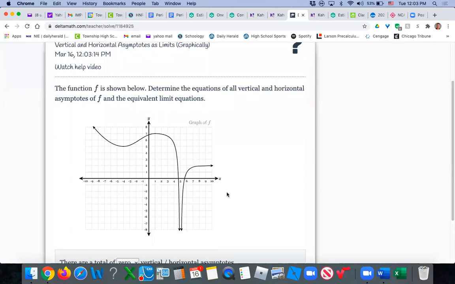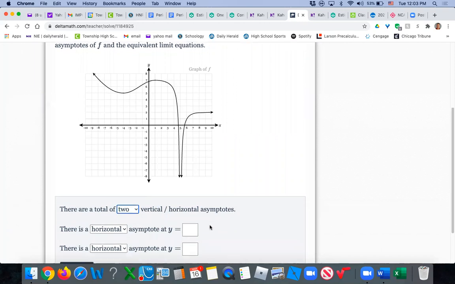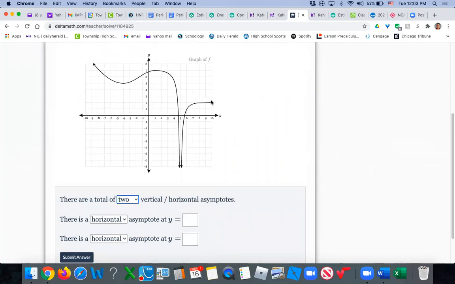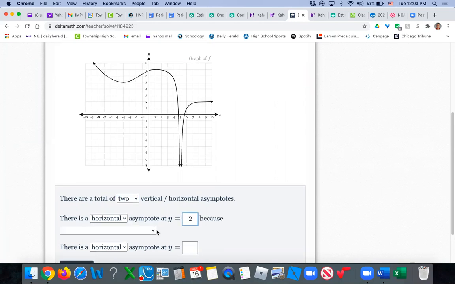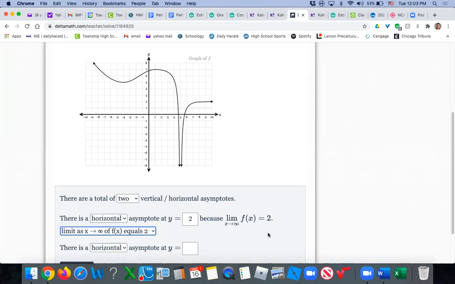All right, now this one, I think I have a vertical asymptote here and a horizontal asymptote here. So you have to be kind of careful. Sometimes there's both. I think in this case, I have two asymptotes. So I'll do the horizontal one first. I think I have a horizontal asymptote at y equals 2. So horizontal at y equals 2, because as x goes to infinity, f of x goes to 2.